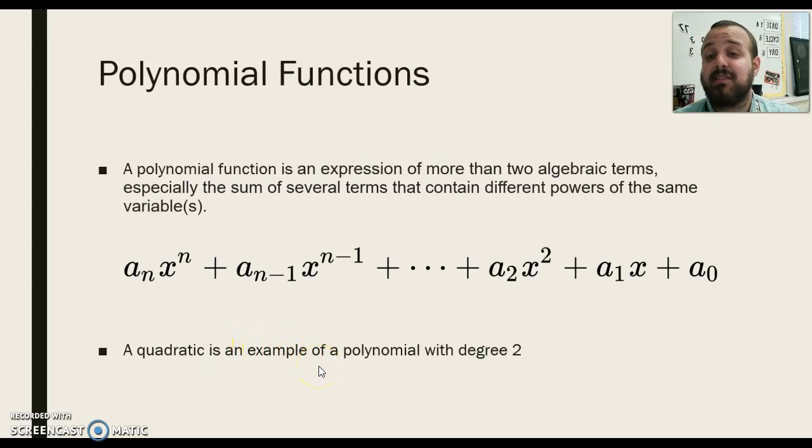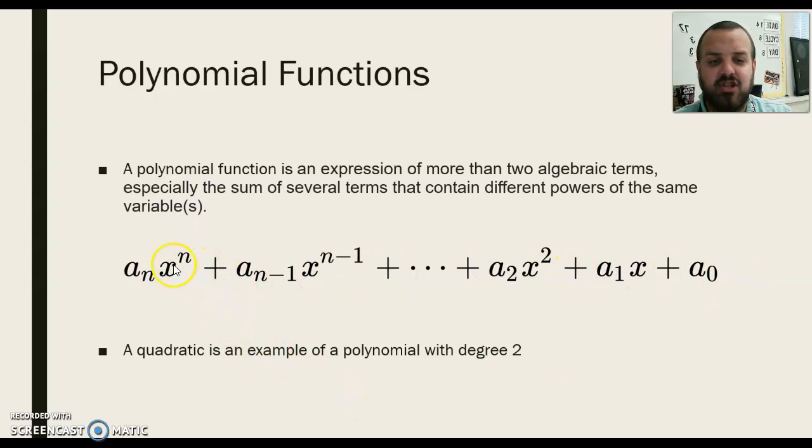Well, a quadratic is actually a special form of what's called a polynomial function, okay? A polynomial is an expression of more than two algebraic terms, especially the sum of several terms that contain different powers of the same variable. Basically, we have a bunch of different terms being added or subtracted together, and they're made up of different parts. They have some sort of coefficient, a variable that's the same the whole way across, and exponents with those variables.